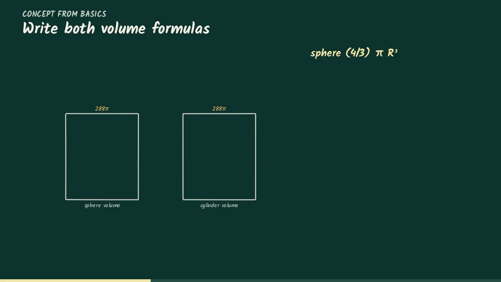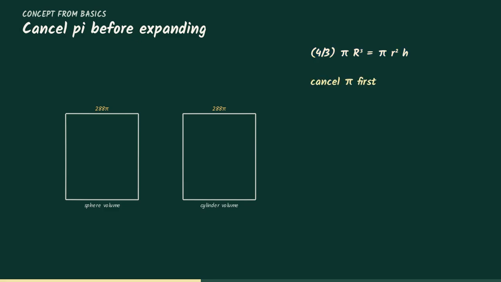Write the old volume and the new volume as formulas, then set them equal. A sphere is 4/3 pi r cubed. A cylinder is pi r squared h, whatever pair the question names. Pi appears on both sides and is never the unknown. Cancel it before you expand anything. Recasting arithmetic is almost always an integer after that cancel.